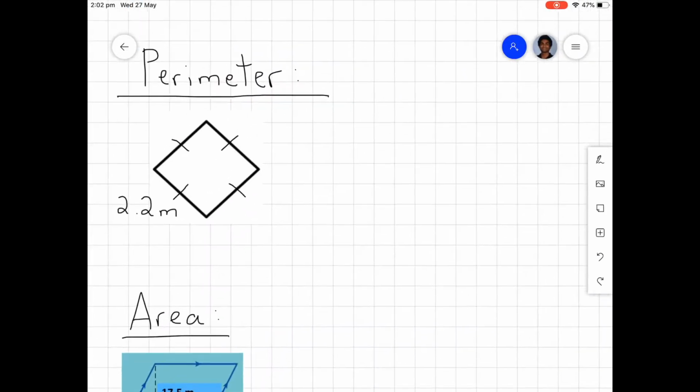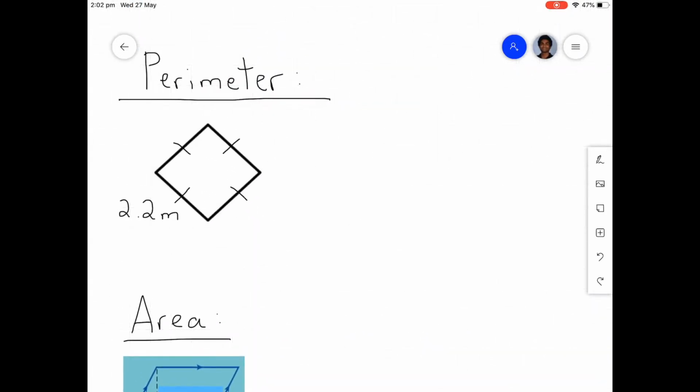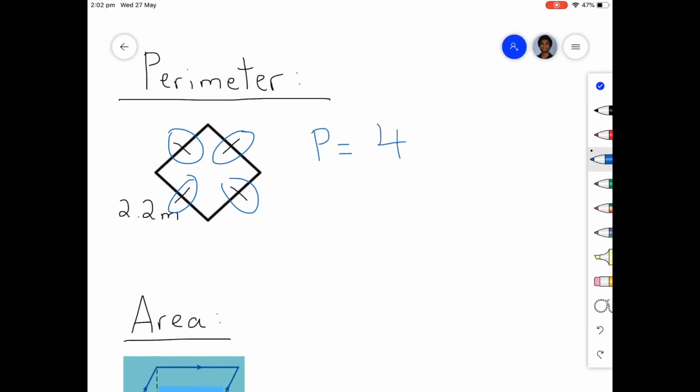So let's do an example of perimeter first. Looking at our shape on the left, all 4 sides are equal, as indicated by these lines, and each side is 2.2 meters. So our rhombus perimeter formula is 4 times s, so 4 times our side length, which is 2.2 meters. And so our answer here will just be 8.8 meters.